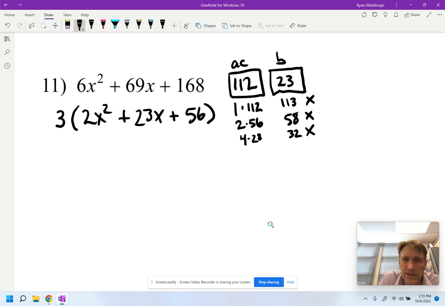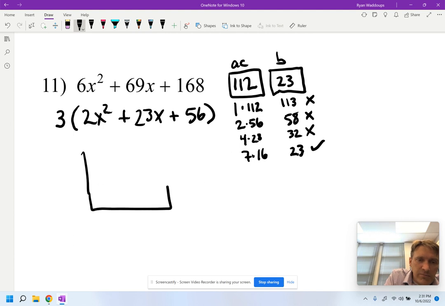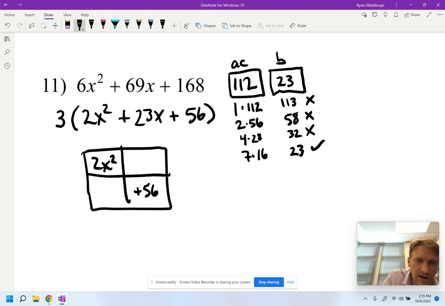5 won't go into 112. 6 won't go into 112. 7, I believe, will. 7 goes into 112 16 times. And 7 plus 16 is 23. So those are the numbers that we're looking for. At this point, I'd say let's use a box. And I put 2x squared here, and I put 56 here. And then I'm going to put plus 7x and plus 16x in the box.